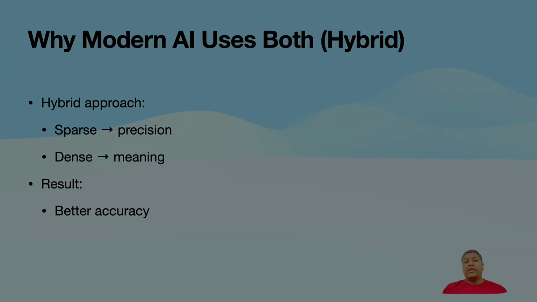Modern AI systems combine sparse and dense vectors. Sparse vectors ensure keyword correctness. Dense vectors ensure semantic understanding. This combination, called hybrid search, delivers the best results in production systems.